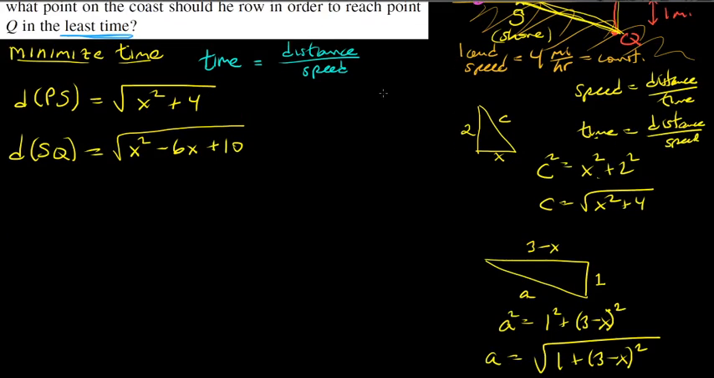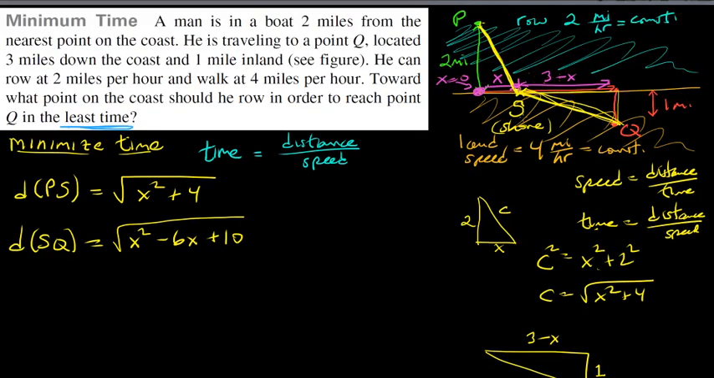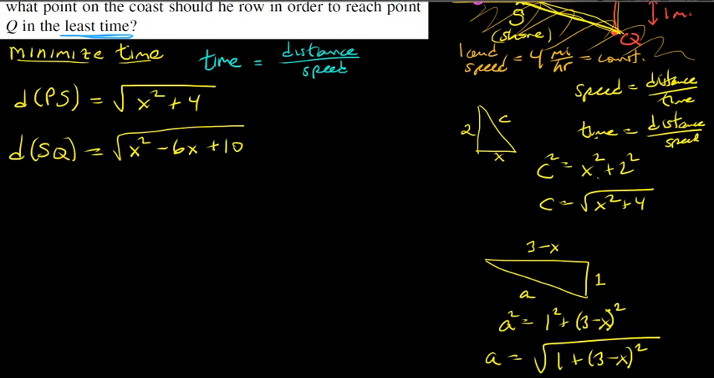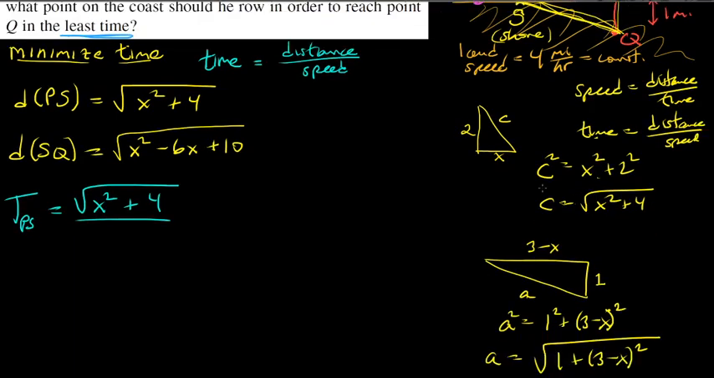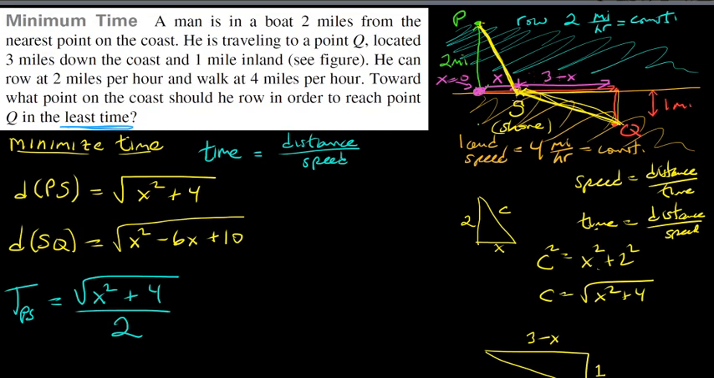So how do we calculate the time to go from P to S? I'll call that capital T for time, and we're going from P to S. So time is the distance, which is the square root of x squared plus 4, divided by the speed. How fast were we going from P to S? P to S is in the water, and that's the rowing speed, 2 miles per hour. So divide by 2, because that's the speed. Okay, so that's the time it takes to go from P to S.